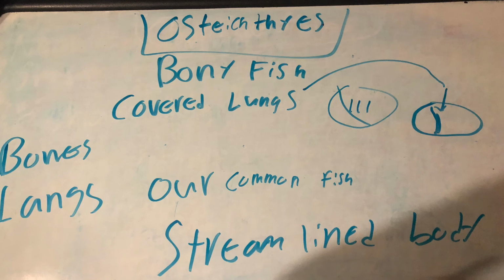Our next thing are bony fish. These have covered gills, as you can see in that demonstration. They have lungs, they have bones, and they're streamlined. These are like our fish, like the perch we dissected in the lab. This is what we have.